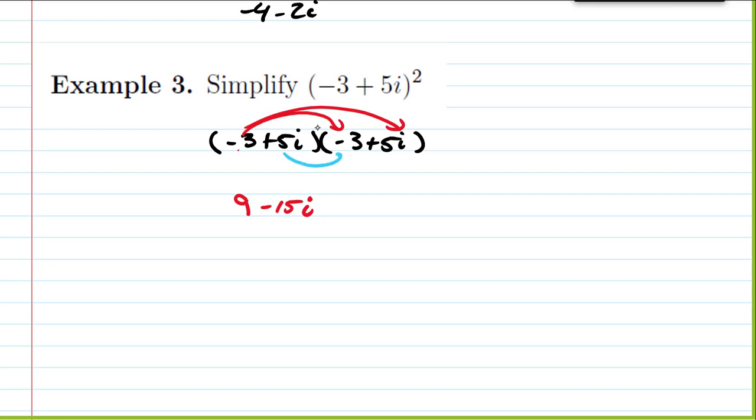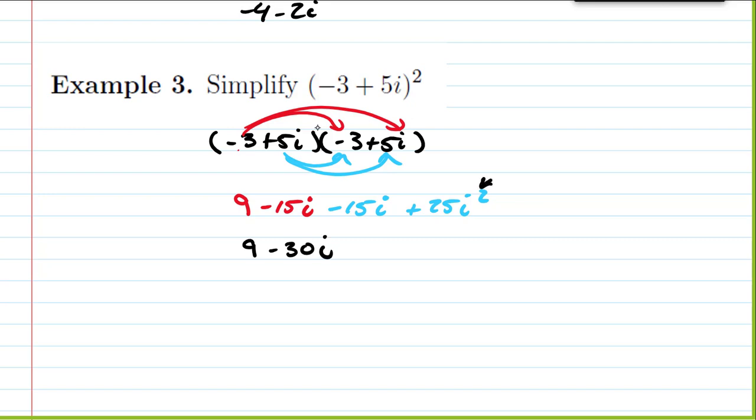And we keep distributing. So now we distribute our positive 5i into the negative 3. So 5i times negative 3 is negative 15i. And then lastly, 5i times 5i gives us positive 25i squared. So now we need to collect our like terms and simplify. So we have 9 minus 30i, because negative 15i, negative 15i.